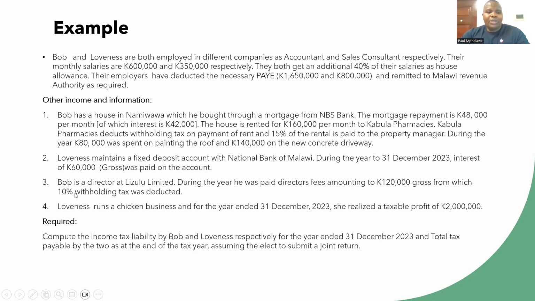All right. So number 3, Bob is the director at Lizu Limited. During the year, he was paid director's fees amounting to 120,000 gross, from which 10% withholding tax was already deducted. Loveness runs a chicken business, and for the year ended 31st December 2023, she realized a taxable profit of 2 million. That's straightforward. Required: compute the income tax liability by Bob and Loveness respectively for the year ended 31st December 2023, and total tax payable by the two as at the end of tax year, assuming they elect to submit a joint return.